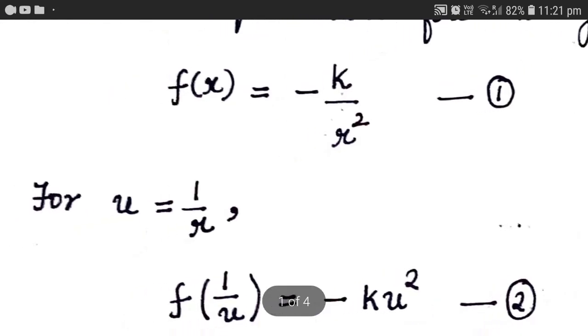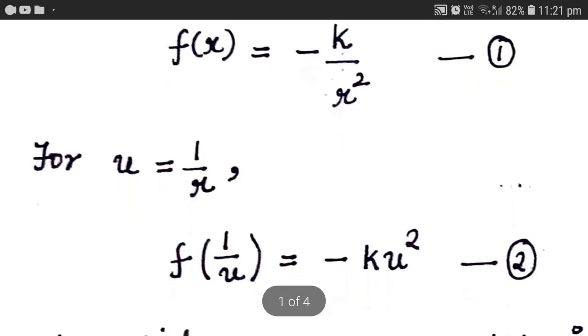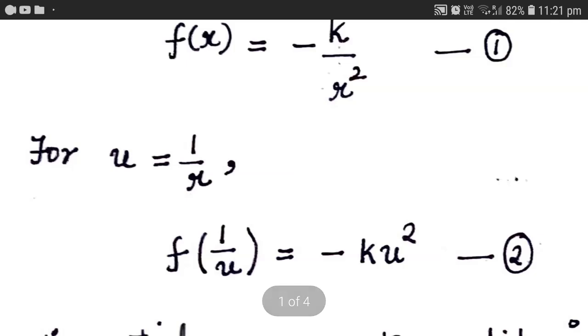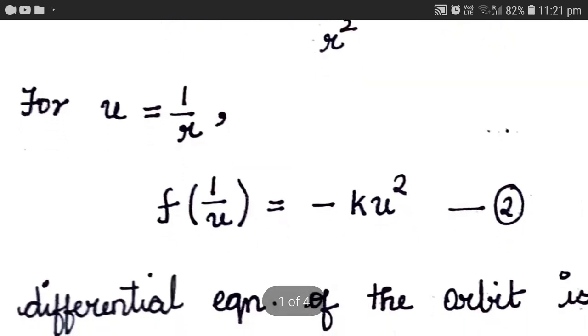Let us take it as equation number 1. For u equal to 1 by r, this f of r becomes, in place of r let us write 1 by u, then on the right hand side it becomes minus k into u square. Let us take this as equation 2.